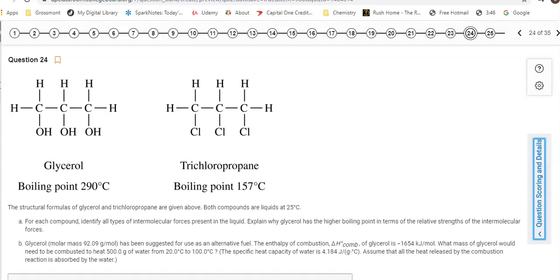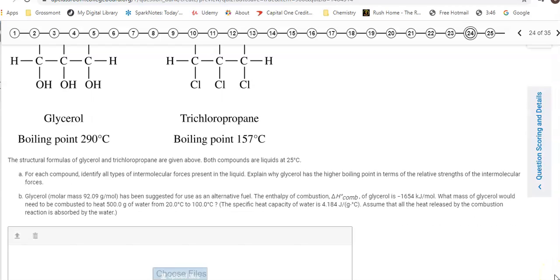Okay, so B. So let me just go ahead and talk you through this one. So to figure out how much heat it would take to heat up 500 grams of water 80 degrees, you use the formula Q. It's on your formula sheet. Q, that's heat, equals mass, M, specific heat of water, C, delta T, change in temperature. So you have the mass of the water, you have the specific heat, 4.184, and you have the change in temperature, 80 degrees.